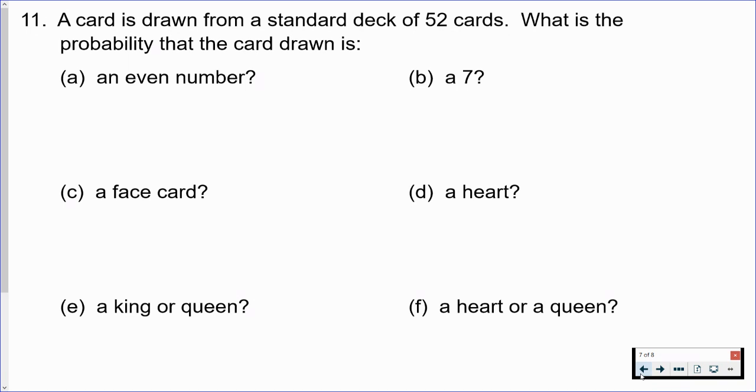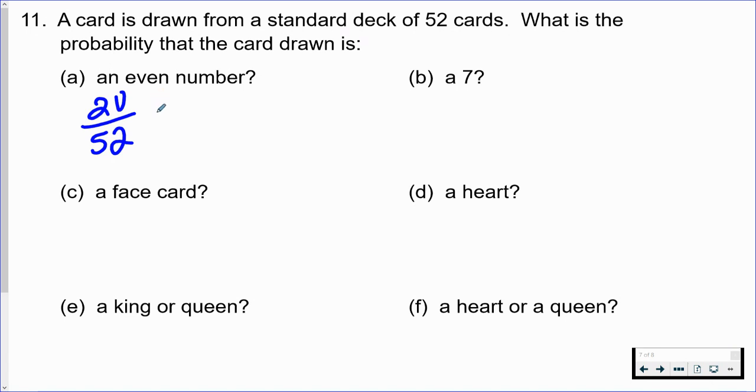So now we're going to find the probability. If we draw a card at random from a standard deck of cards, what's the probability that the card is, first, an even number? Okay, so here's what we need to realize. How many do we have that are even numbers? Well, we've got 2, 4, 6, 8, 10. So that's 5 different cards. And each suit has each of those cards. So there's 4 suits. So 5 times 4, we got 20 cards that are even numbers out of the 52.